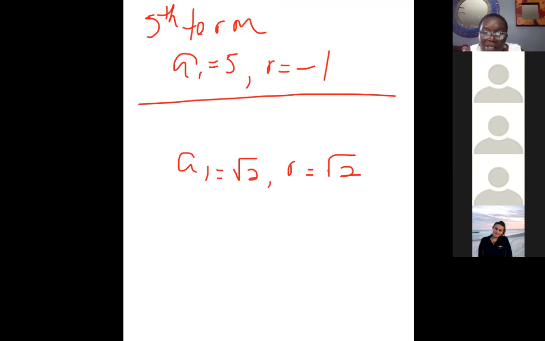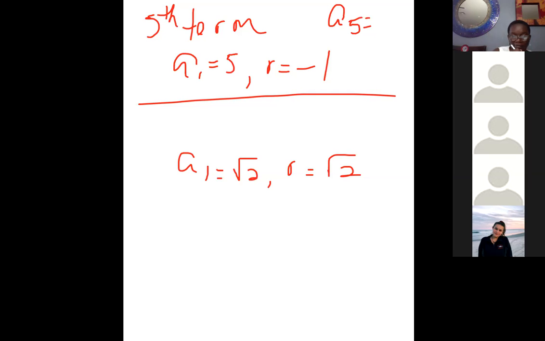a1 is 5, r is -1. You want to find the 5th term. What's the 5th term? Okay, a sub 5, or the 5th term. All right. Now, it looks like Paige says -5, Lee says -5, Sarah says 5. So the question is, which one is it? Is it 5 or is it -5? Jasmine says 5. Laura says 5.